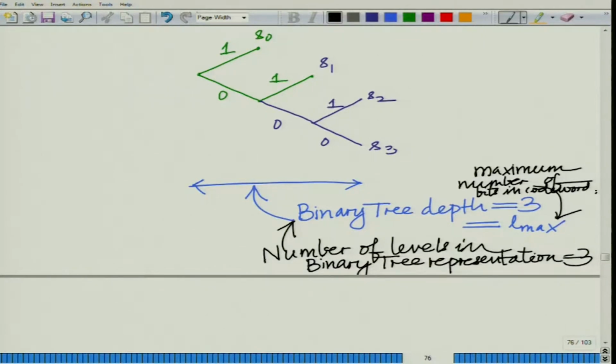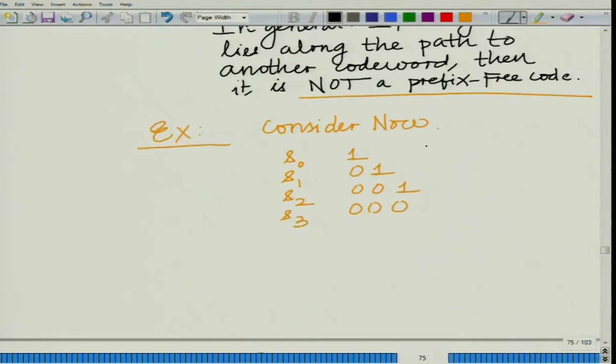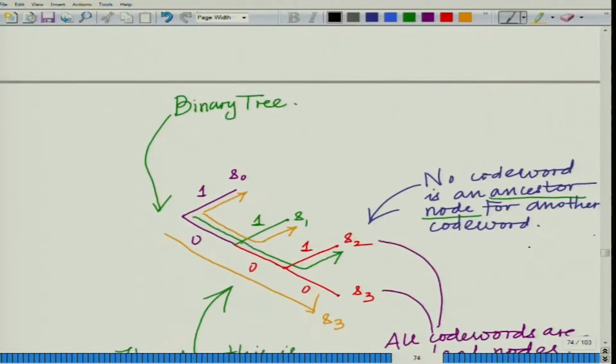code word. So, if you look at the code words again, you have L0 equal to 1, this is the length, 1 bit, L1 equal to 2 and L2 equal to 3, length of code word 2, length of code word 3 equal to 3. So, therefore, from this you can see that L max is equal to 3. Okay, so then it's very simple.